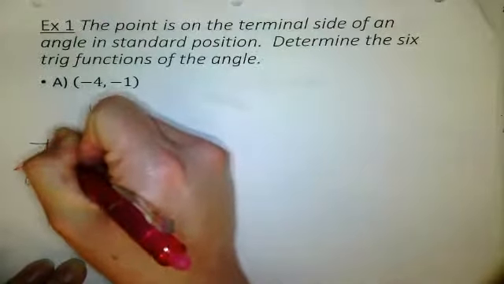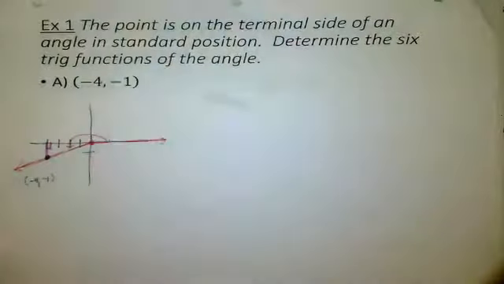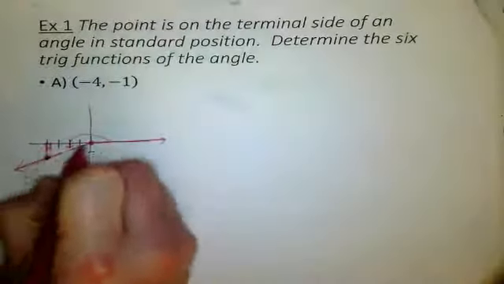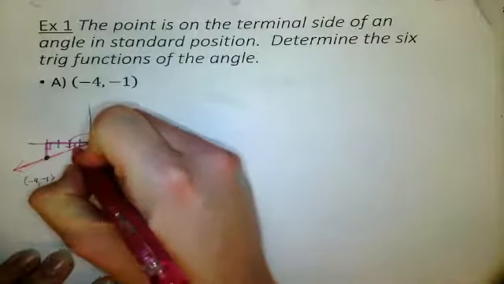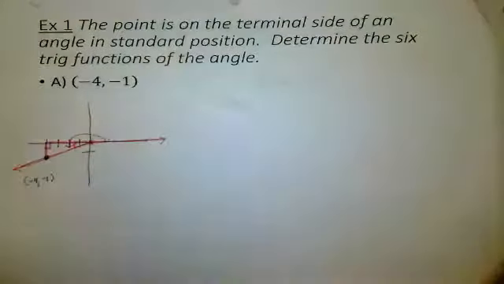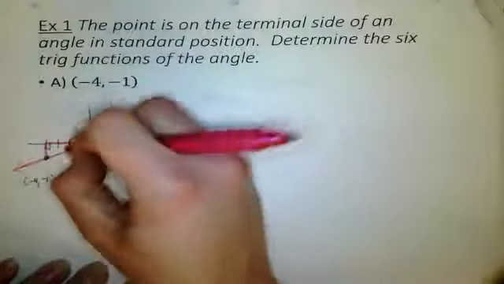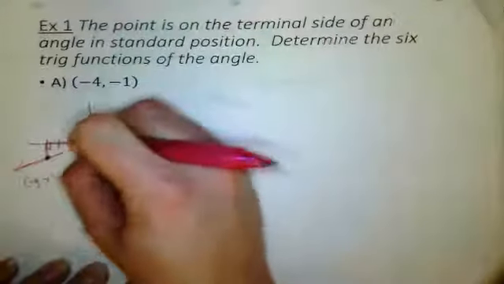And when you drop an altitude, it always goes to the x-axis. And when we do that, we create a reference triangle or this reference angle. The reference angle is right here. And that is our angle that we use to reference our trig ratios. So I'm going to erase that little arc mark.